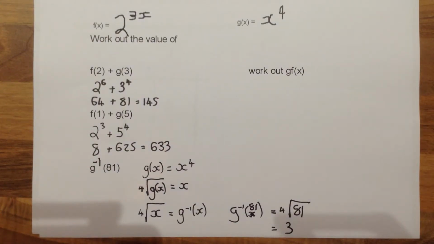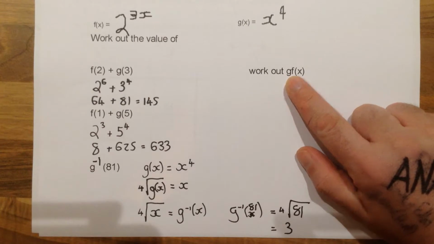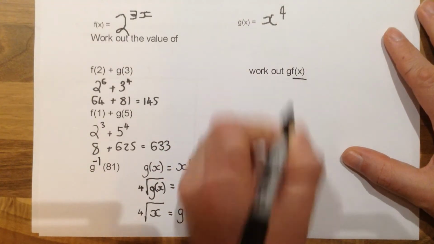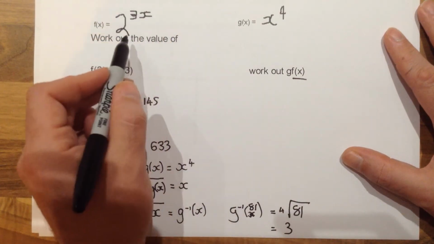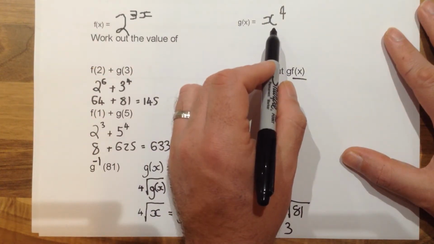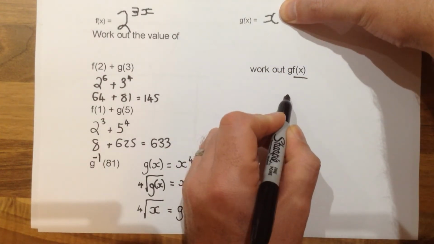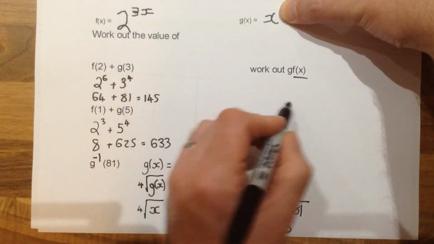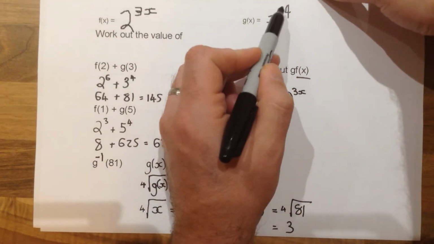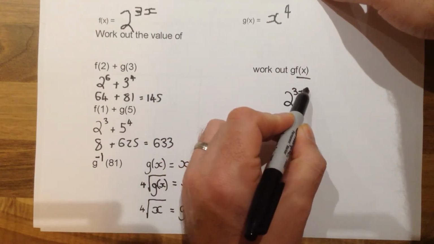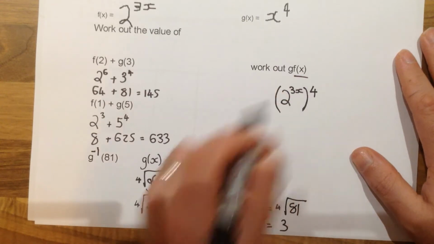The final thing it's asking us to do with functions, is here, g of f of x. What this means is we take whatever f of x is, in this case here, and we substitute all of that into g of x. So what I do here is I'm going to replace this letter x with this. So I would put 2 to the power of 3x, and then I need to do that to the power of 4. So I'm going to pop that into a bracket just to make this a little bit easier, and do that to the power of 4.